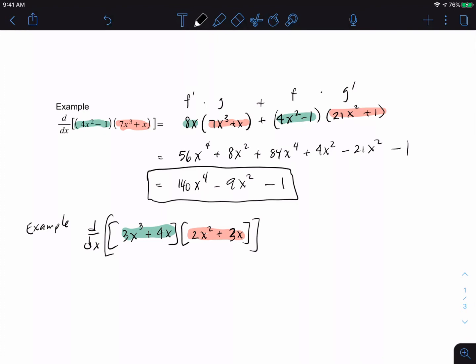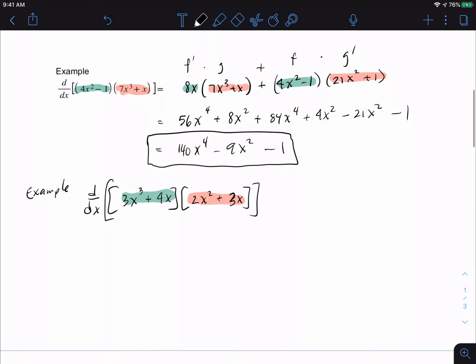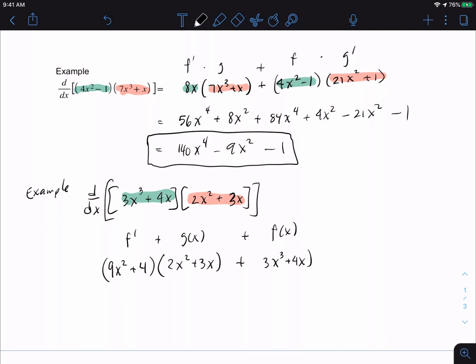Okay. I'll demonstrate it and then follow along and see if you're on the right track. So we're going to go derivative of the first. So the derivative of the first would be 9x squared plus 4 times the second, right? That's our g of x. Plus, it's the first, so that should be 3x cubed plus 4x times the derivative of the second, which should be 4x plus 3.